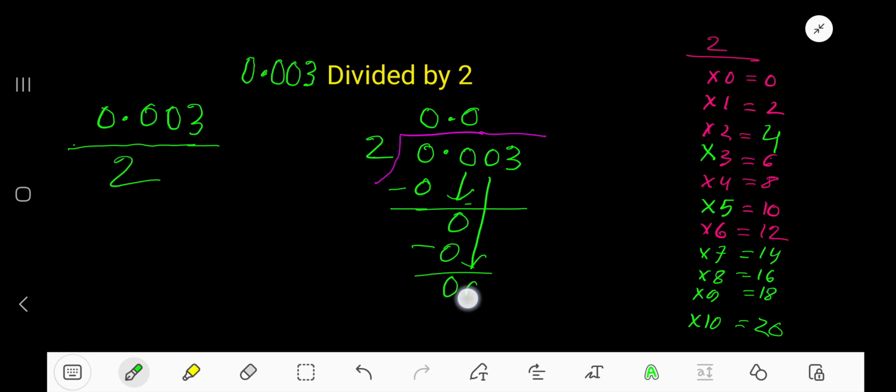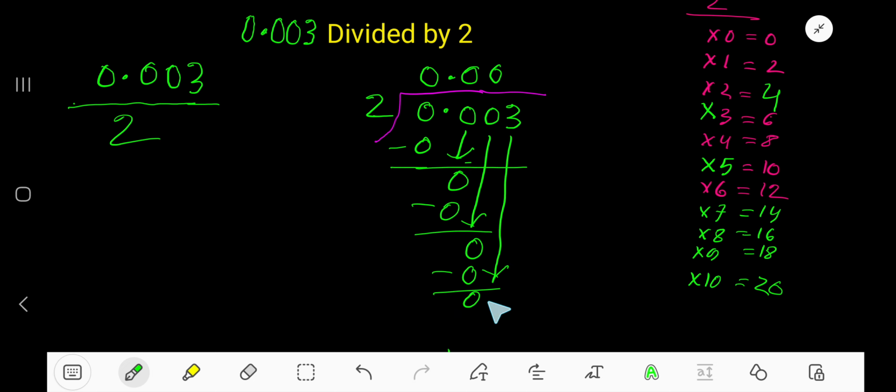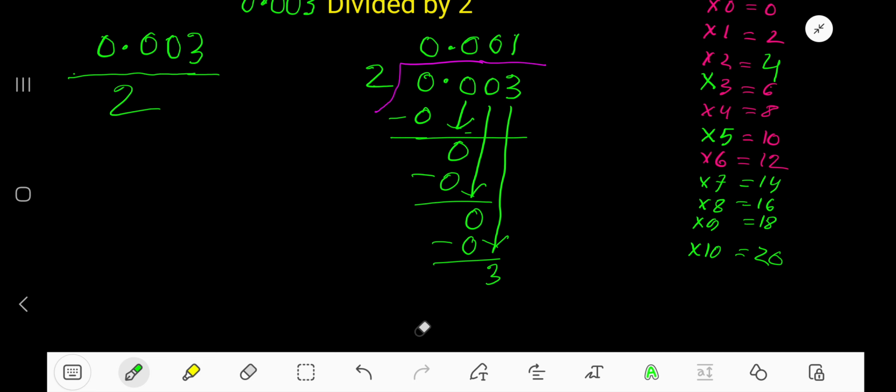Bring down this 0. 2 goes into this 0, 0 times. 0 times 2 is 0. If you subtract, you are getting 0. Bring down this 3. So now 2 goes into 3 how many times? 2 times 2 is 4, which is greater. So 1 times 2 is 2. Write 1. If you subtract, you are getting 1.